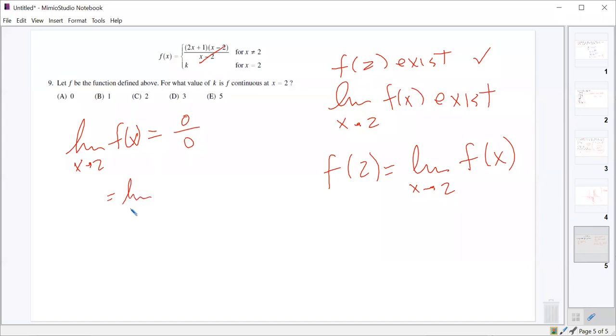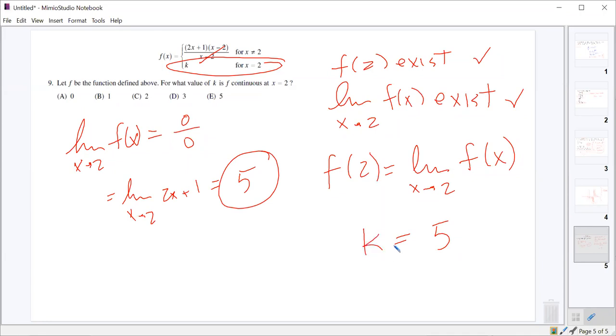So we'll just say it's the limit as x approaches 2 of 2x plus 1, which is 5. So the limit as x approaches 2 is 5. So it exists, and it is equal to 5. And f of 2 is just equal to k. So k just needs to be 5.